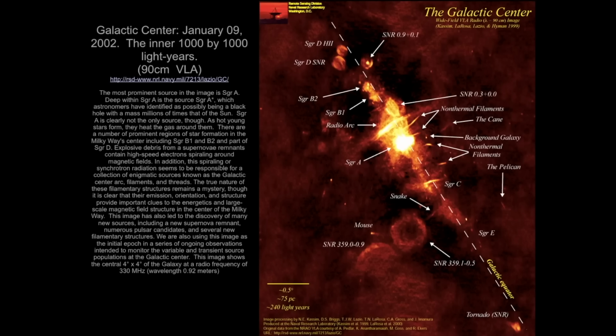There are non-thermal filaments and radio arcs, and the radio image shows that there's an enormous magnetic field that's causing electrons and protons to spiral at very high speed, nearly the speed of light, through these magnetic fields, causing these filamentary structures.